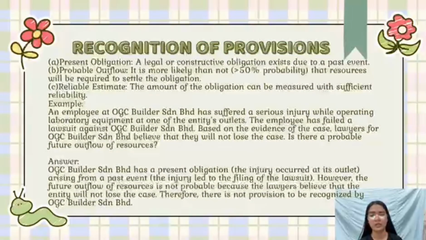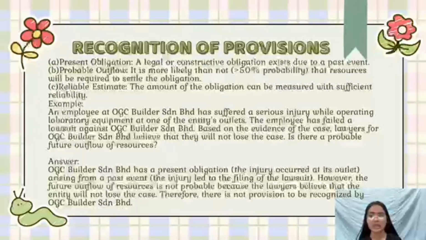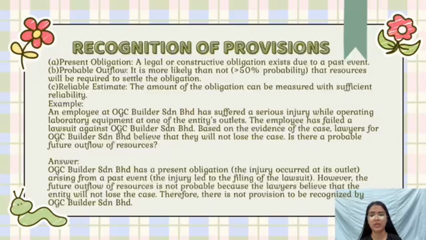Recognition of provisions. A. Present obligation. A legal or constructive obligation exists due to a past event. B. Probable outflow. It is more likely than not, above 50% probability, that resources will be required to settle the obligation. C. Reliable estimate. The amount of the obligation can be measured with sufficient reliability.